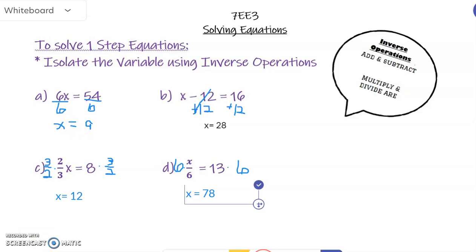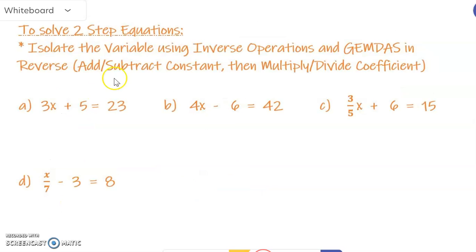All right, so we're going to move on to two-step equations. To solve two-step equations, you're going to isolate the variable using inverse operations and do this in reverse.